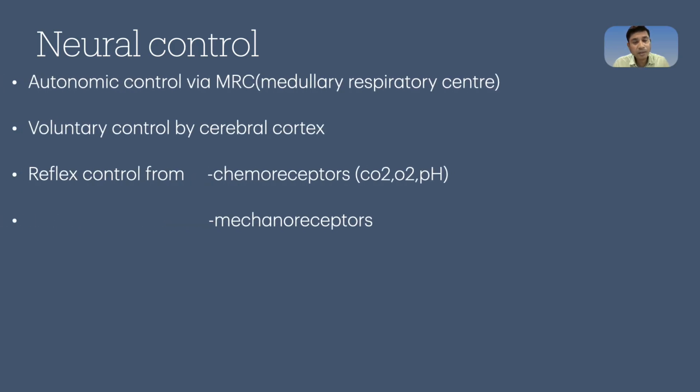And what about its neural control? That means nerve supply. Autonomic control is by the medullary respiratory center, and voluntary control, as you all know, is by the cerebral cortex. Afferent inputs from the blood stimulate the chemoreceptors, for example pH of the blood, partial pressure of oxygen, and partial pressure of carbon dioxide in the blood, which stimulate the respiratory center for inspiration and expiration. Also, the mechanoreceptors in the lung.